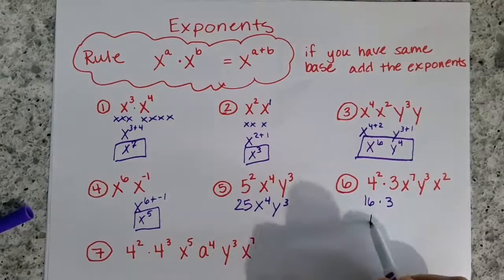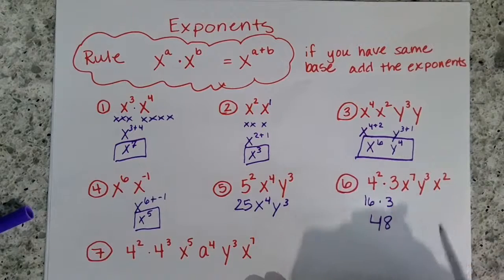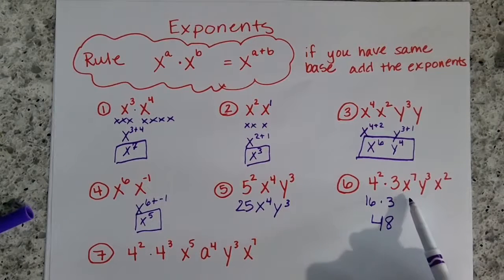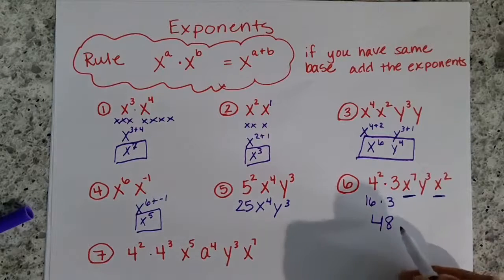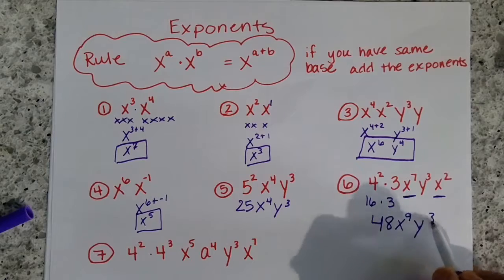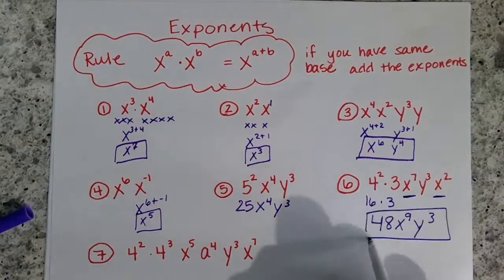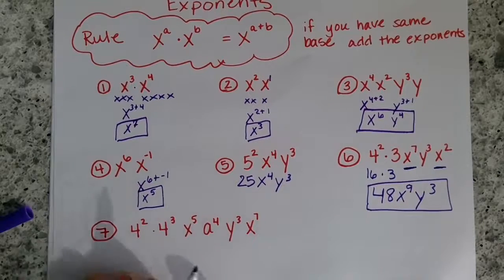Yeah. And then x to the 7th and x squared. Well, this x is going to combine with which one? That one. So this is x to the 9th. You're adding the exponents. Y cubed doesn't combine with anything, so it stays. I like exponents because it's kind of a quick math, but it's easy to get right, easy to get wrong. Okay, next problem. This one's kind of ugly.